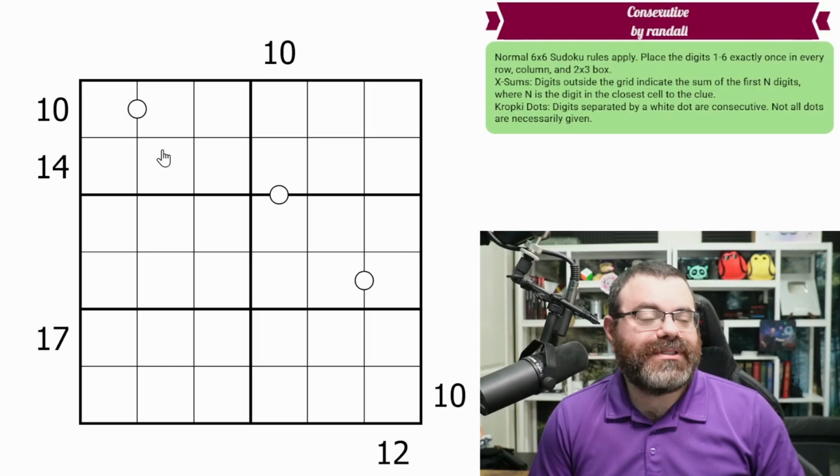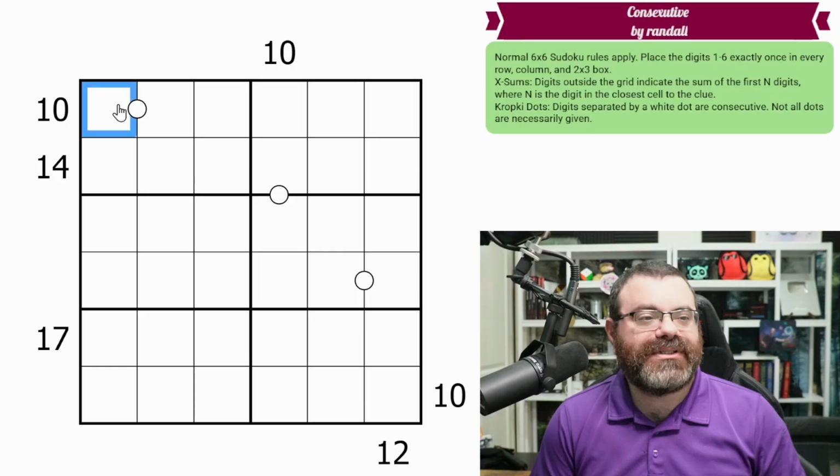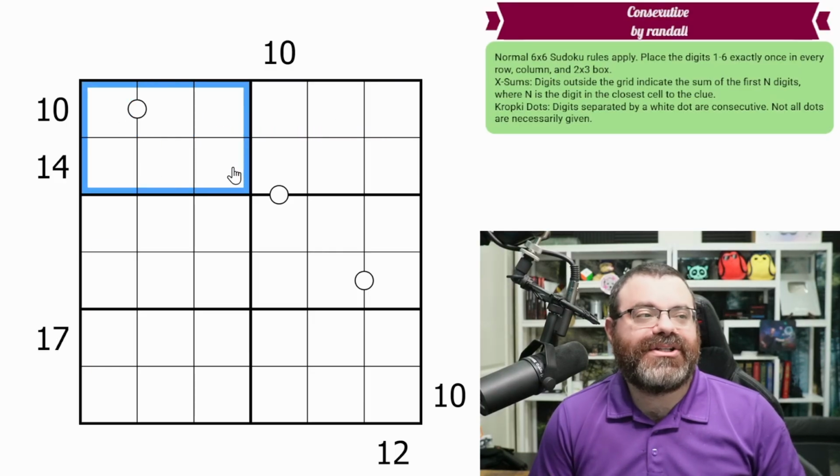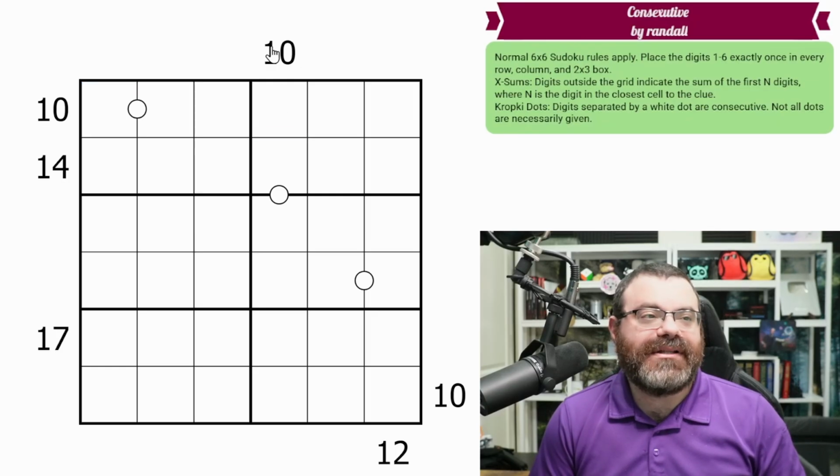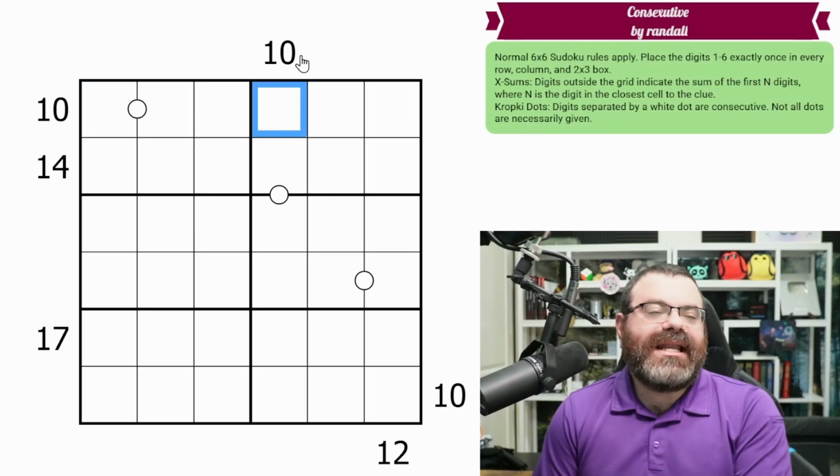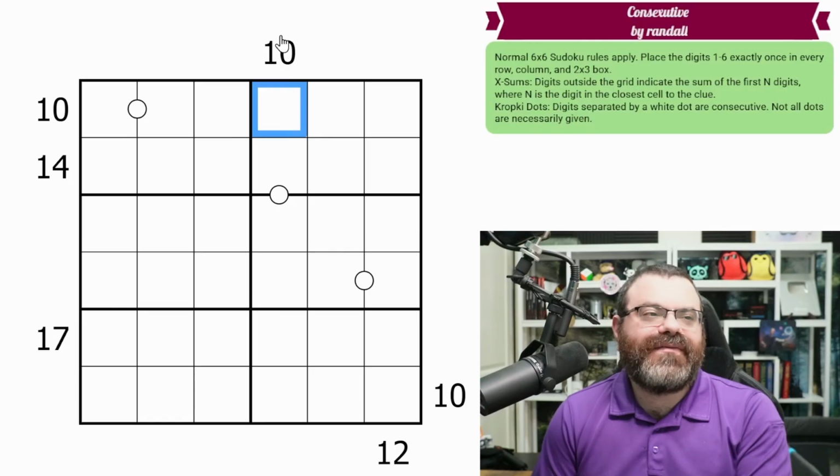I will go over the rules. We have normal 6x6 Sudoku rules, so in each row, each column, and each 2x3 box, we are placing the digits 1 to 6 exactly once each. We also have these values outside the grid, like this 10 here. This is an XSum clue. The X is whatever digit comes right next to the clue. So in this case, maybe a 3.